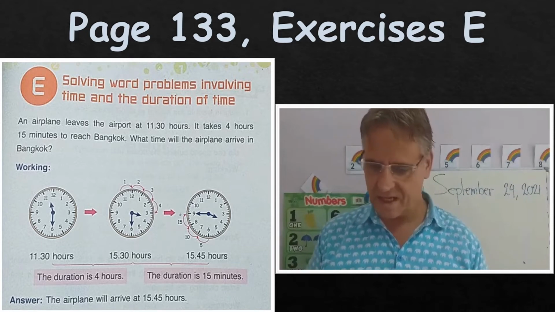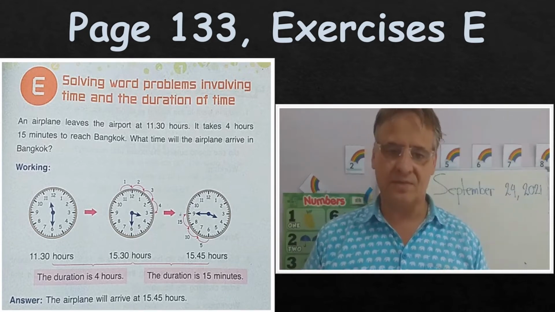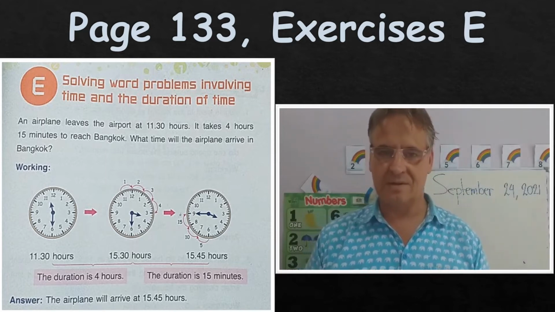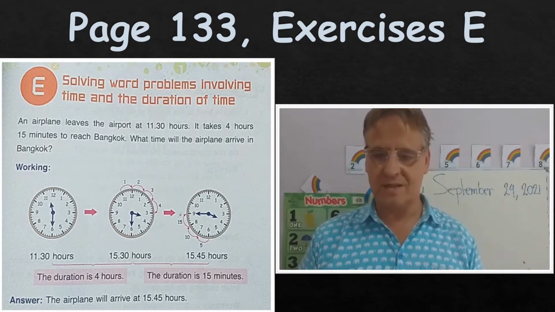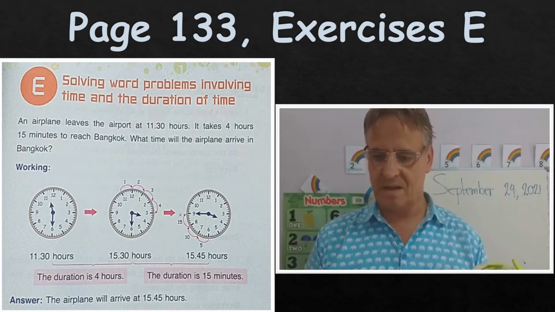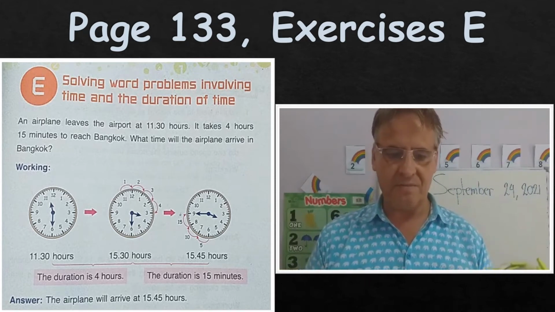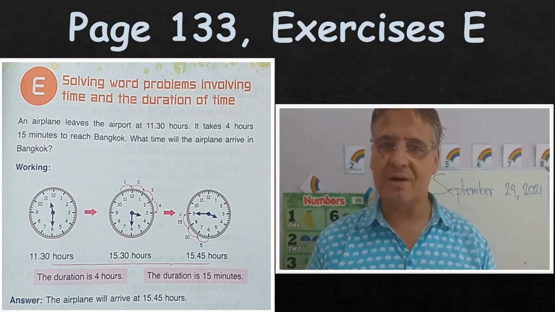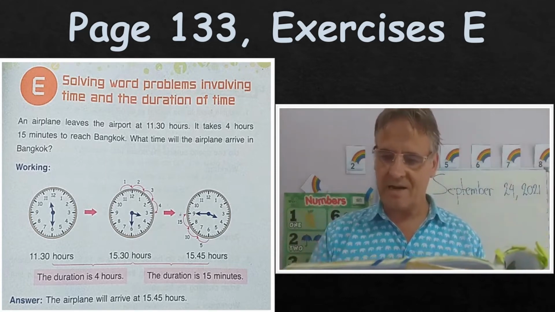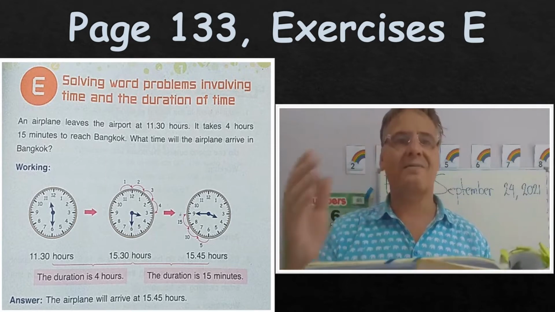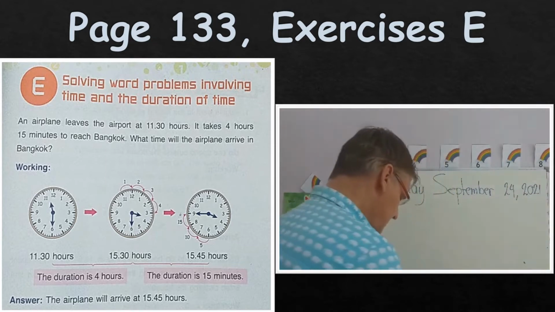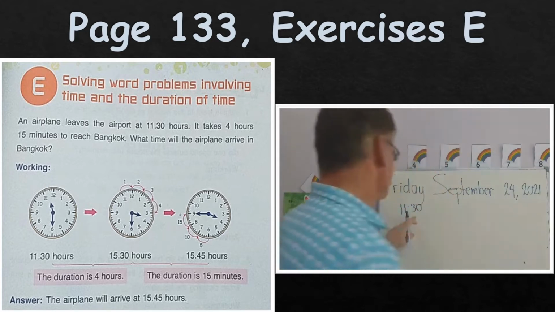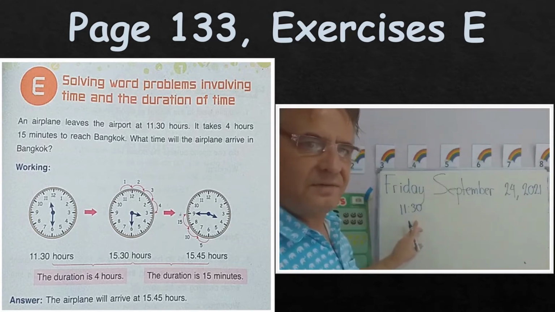So the first one here says, you can read at the top of page 133, an airplane leaves the airport at 11:30 hours. So at 11:30 in the morning, the airplane leaves the airport. It takes 4 hours and 15 minutes to reach Bangkok. What time will the airplane arrive in Bangkok? Well, the airplane will arrive 4 hours and 15 minutes after 11:30. So it's actually easy. We know it's 11:30, the plane takes off. We need to add 4 hours and 15 minutes.